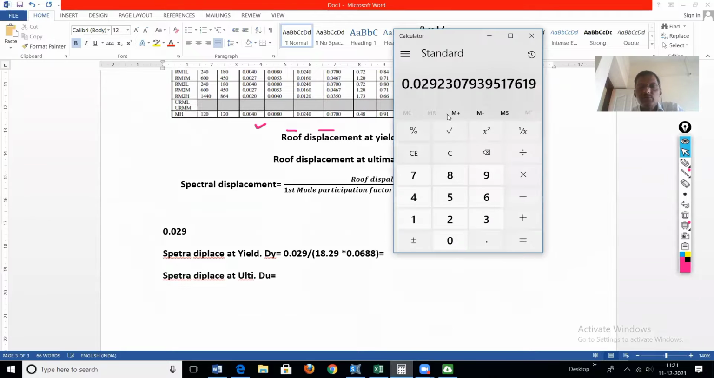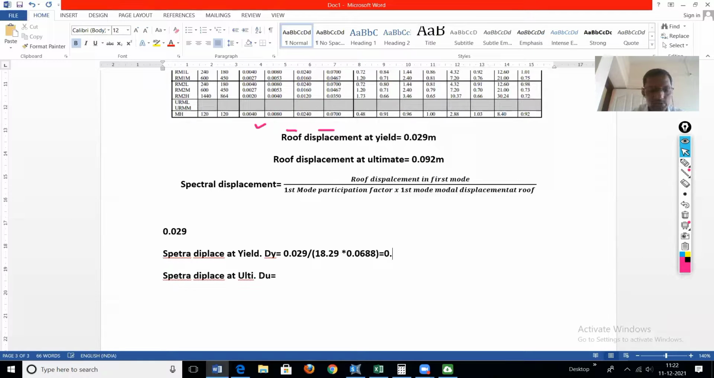So we'll do the calculation for this. It is 0.029 divided by 18.29, and again divided by 0.0688. How much is the value? 0.02322. 0.02322 meter is the spectral displacement at yield point.